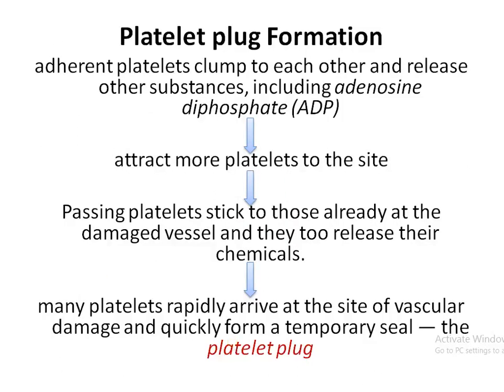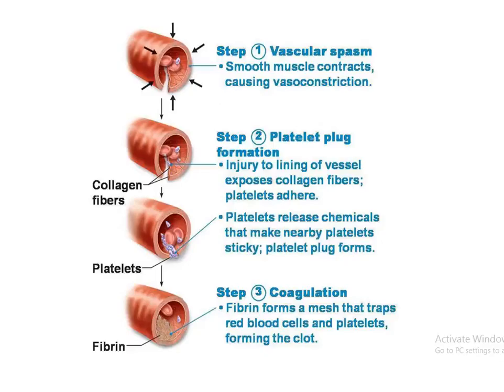After vasoconstriction, the platelet plug formation step starts, because sticky platelets clump to each other and release other substances like ADP, that is adenosine diphosphate, which attracts more and more platelets to the site. Passing platelets stick to those already at the damaged vessel, and they too start releasing their chemicals, due to which many platelets rapidly arrive at the site of damage and quickly form a temporary seal, which is known as a platelet plug. As the platelet plug is weak, fibrin clot formation is essential.